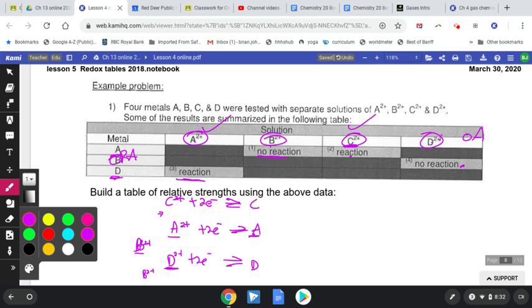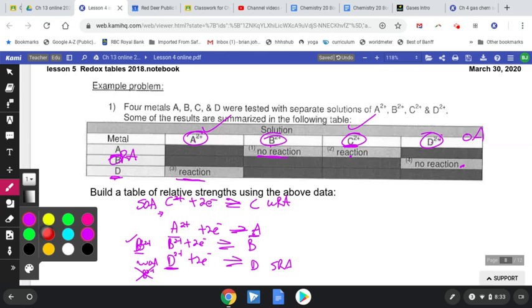D2 plus, and it does not react with B. So that means B is sitting here. So that means this one was correct and this one was wrong. B2 plus goes to B. So the strongest oxidizing agent is C2 plus. The weakest is D2 plus, but it's got the strongest reducing agent and the weakest.